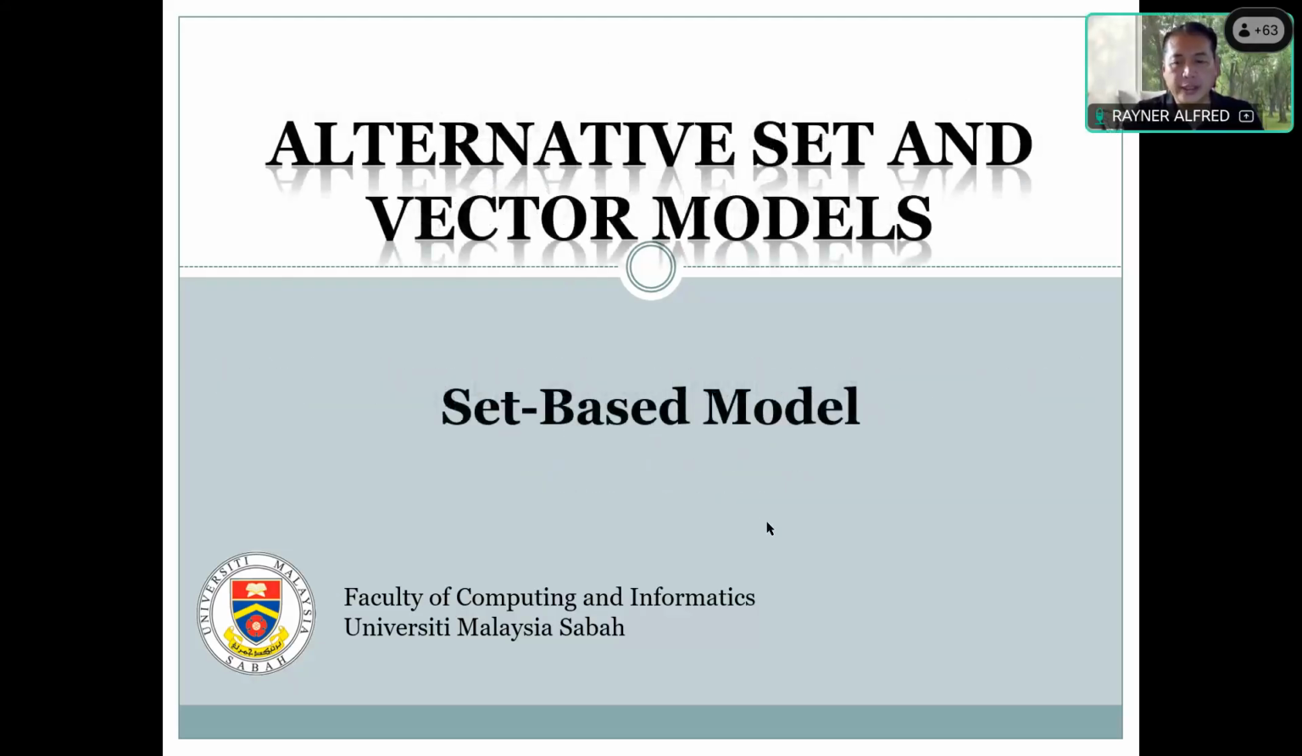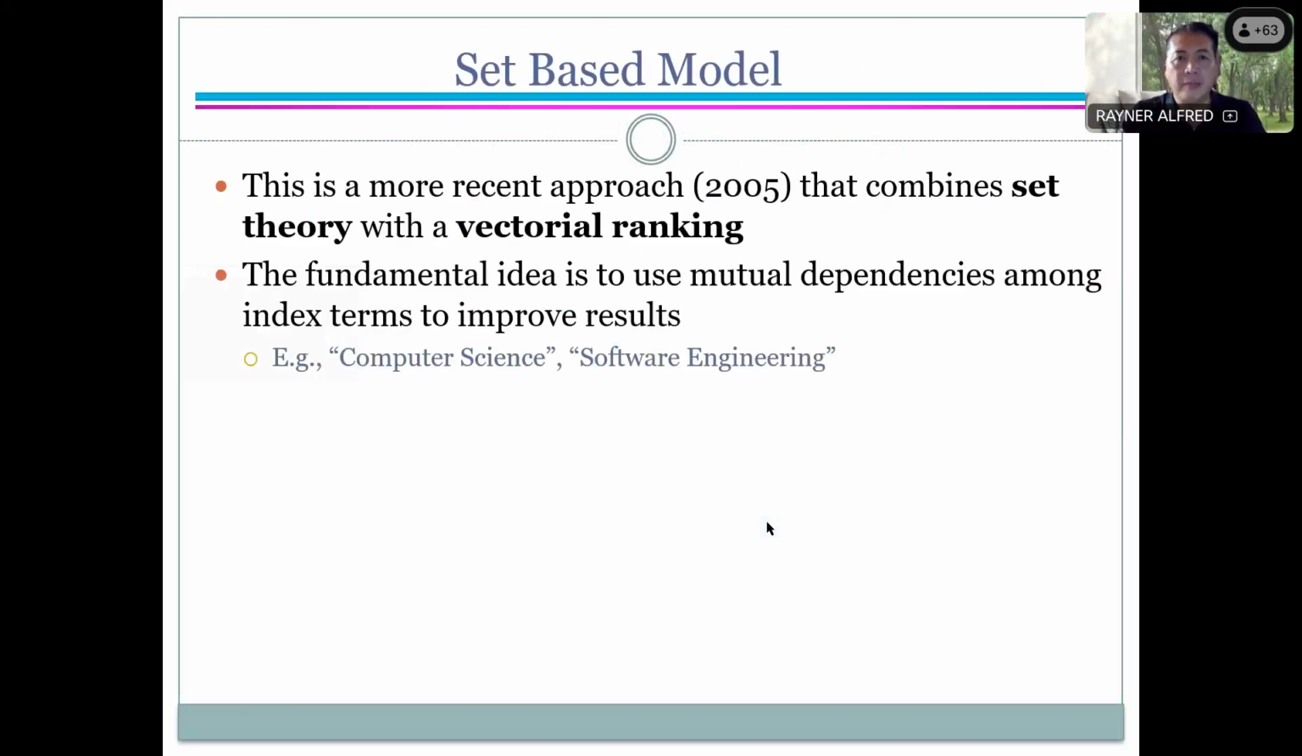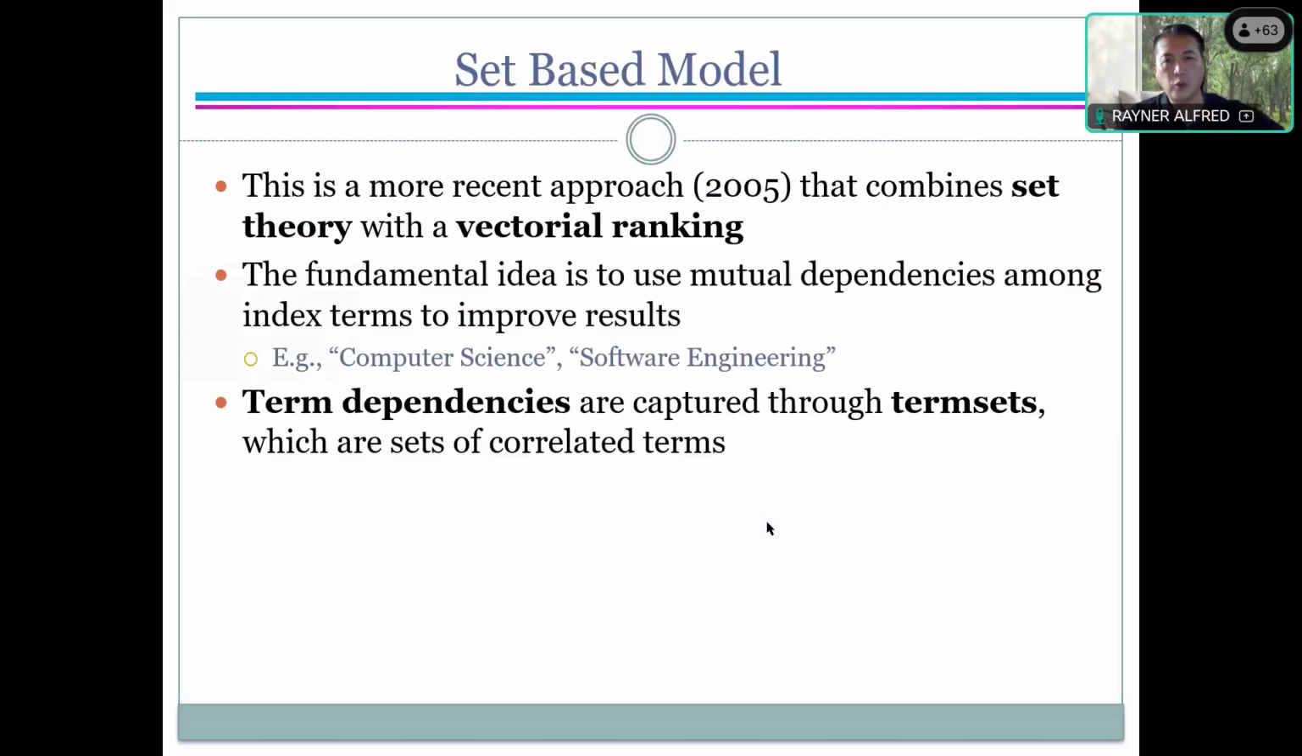So this is based on the set theory with a vectorial ranking. So the fundamental idea is we want to capture the mutual dependency among index terms. So for example, last time I mentioned about computer science, software engineering. So how do we capture this? How do we capture term dependency? This is important because most of our words always follow the same pattern when you read through the sentence or the paragraph, right?